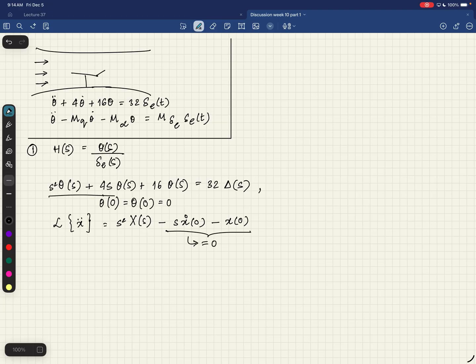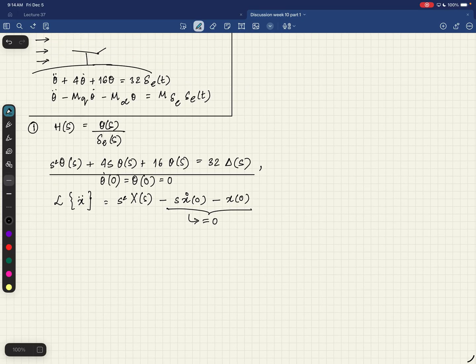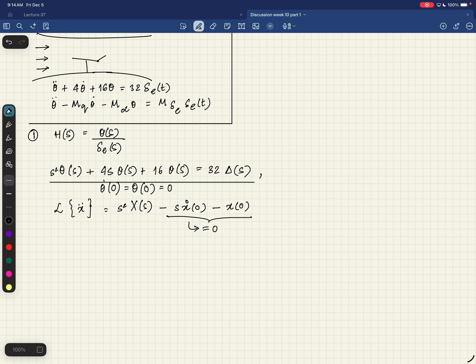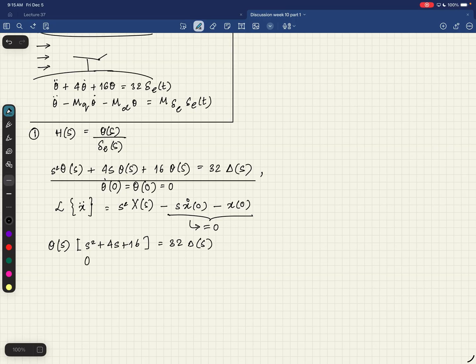Now I have the Laplace transform. All I need to do is take theta(s) as common on one side, and I would get s squared plus 4s plus 16. The other side would be 32 delta e(s). Now the Laplace transform has given you the frequency domain of the input and the output, and be cautious while identifying the input and the output. The output is theta(s) and it needs to be divided by the input, which gives 32 over s squared plus 4s plus 16.